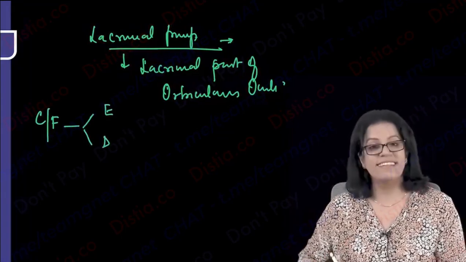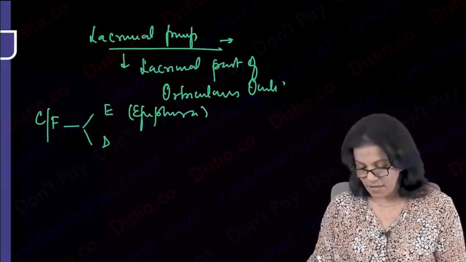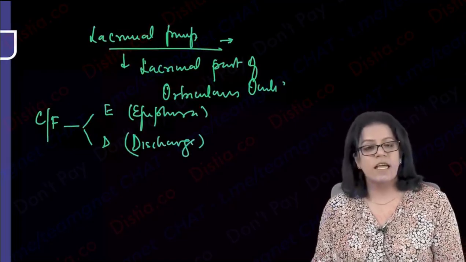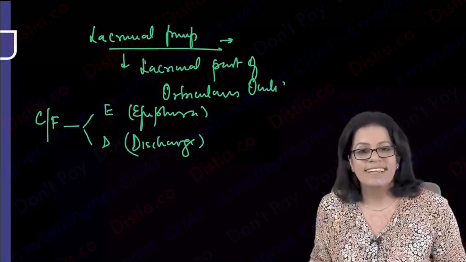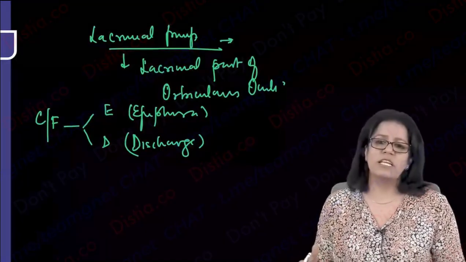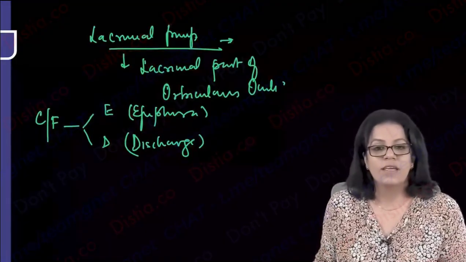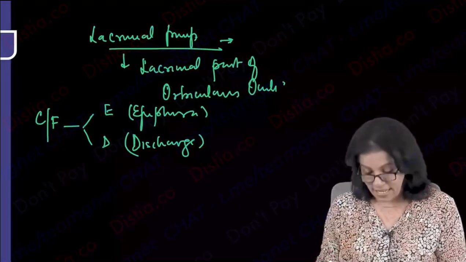ED. Simple. Epiphora and discharge. Just remember, epiphora and discharge. Why discharge? Any stagnancy will lead to infection, and infection can lead to discharge. So these two symptoms you should remember. And when I examine these patients, what should I be looking for and what can I get?